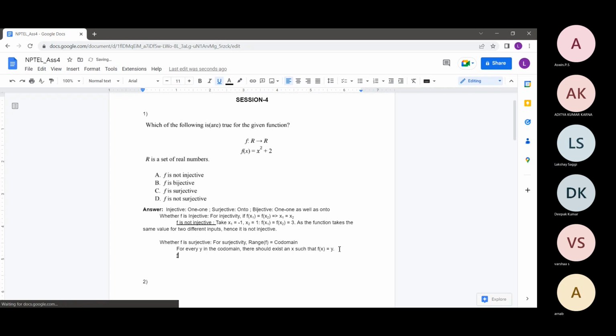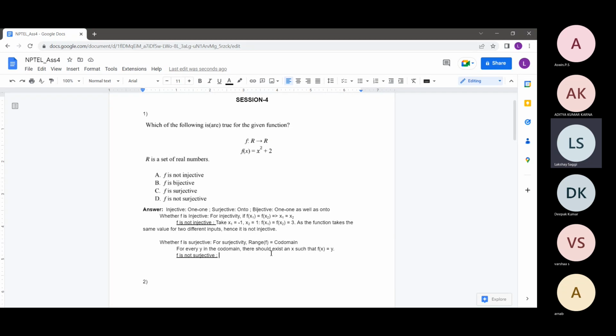So I guess the answer to this part is also straightforward: we can see that f is not surjective. And why is this the case? To get an intuitive feel, we know that x square can only take non-negative values, right? So x square plus 2 can only take values which are greater than or equal to 2. But our codomain consists of all real numbers. So the values which are less than 2 will not be represented.